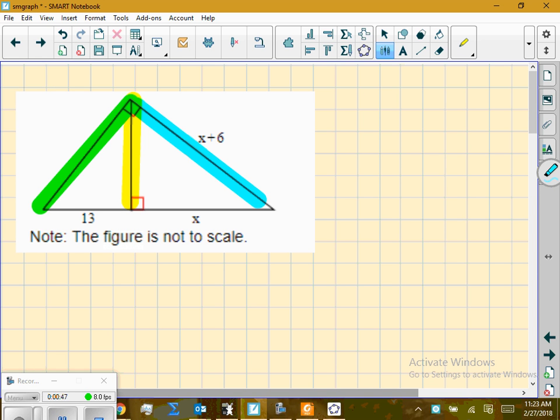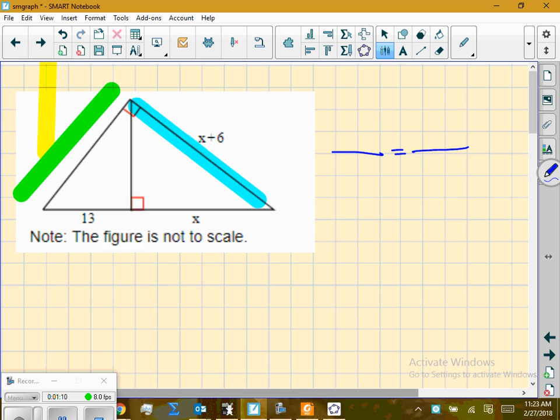Those three segments are always the geometric mean. So we just look at them. Which one can I deal with, the green one? No, I don't have a value there. There's no information there. Is there any information for the yellow one? No. So I'm going to look at the blue one because there's information there, and that is going to be a geometric mean. So x plus 6 goes here, and x plus 6 goes here. Just a second.